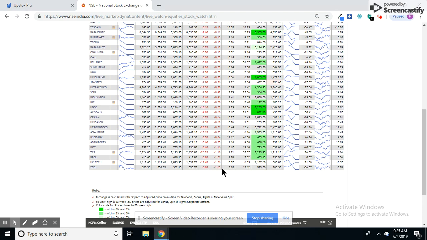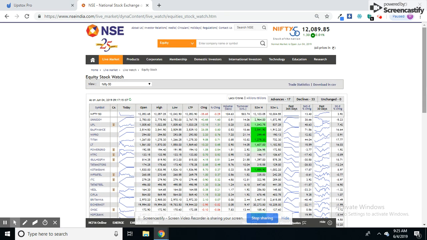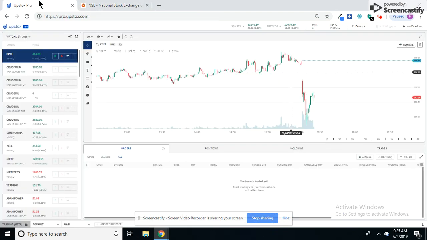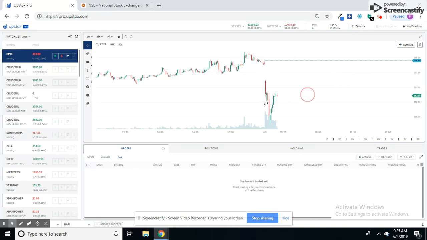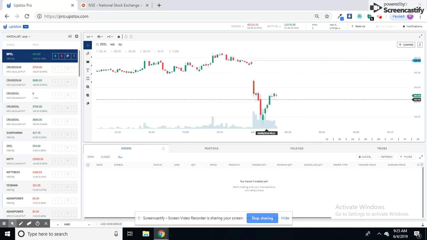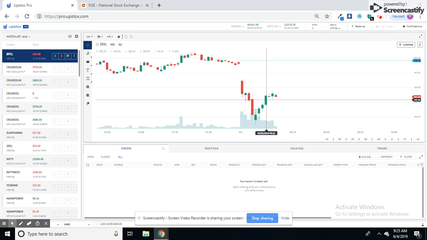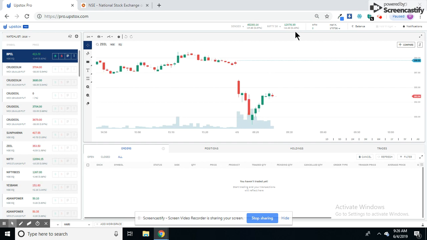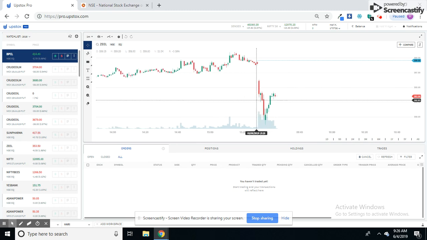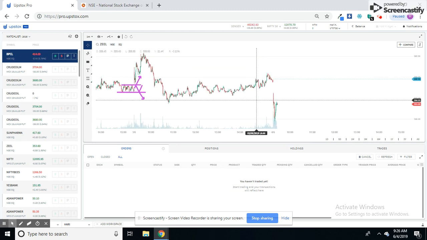Over here, if you look, you can see SAIL. It had a downward move of negative 1.63. If the market moves up, there is a probability that SAIL will move up. Let's see. So SAIL had moved down initially, and now, as the market turned, it is moving up. So there is a chance for SAIL to move up further.